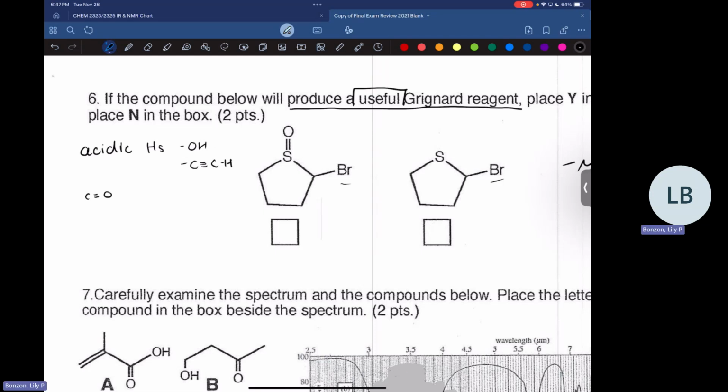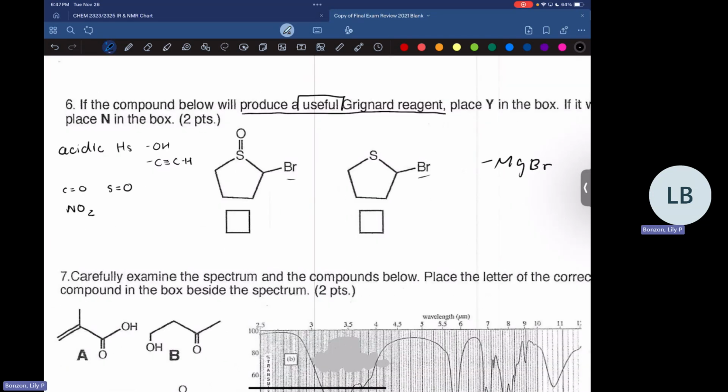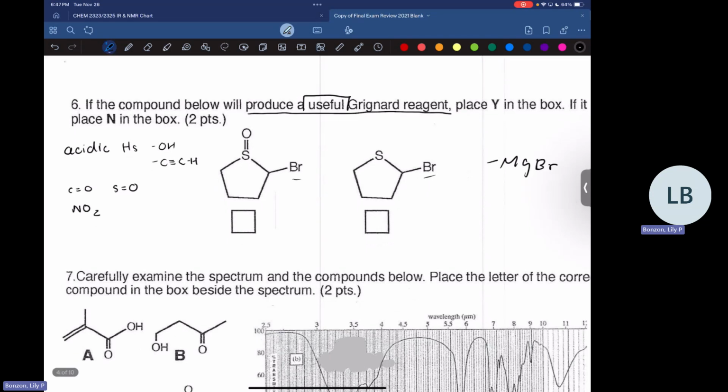Usually like double bonds, so C double bond O, S double bond O, nitro groups. It's not a comprehensive list, so I suggest you go back at the notes and look at the list that she gave you. But you'll notice for the group that we have on the left, we do have one of these double bond oxygen sulfur groups. So this is going to be a reactive functional group.